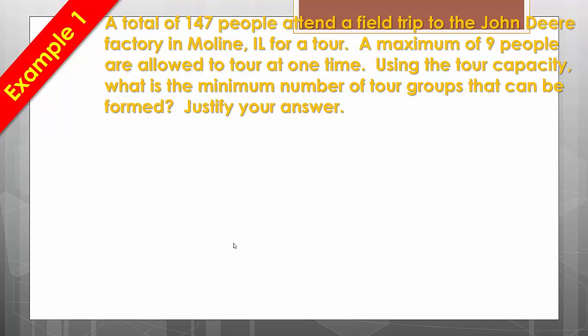Alright, so first example. A total of 147 people attend a field trip to the John Deere factory in Moline, Illinois for a tour. You can only have 9 people in the tour at once, and so using this capacity, what's the minimum number of tour groups that can be formed? Notice this sentence here: what is the minimum number? The fact that it doesn't ask you for an exact number, it asks you for a minimum or maximum, depending on the problem, should tell you right away that it's an inequality. It is not an equation, so you need to have an inequality symbol there. And we'll get to that at the end.